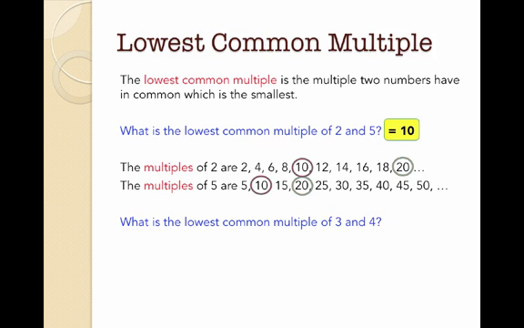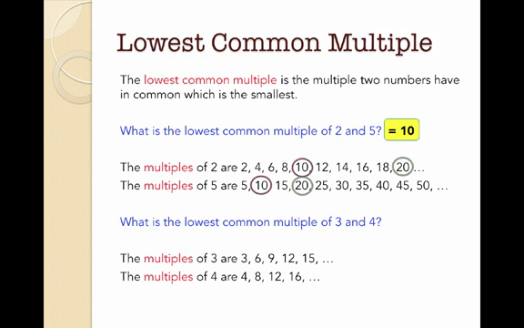What's the lowest common multiple of 3 and 4 then? I'm going to write out the multiples of 3 and then the multiples of 4, at least until I get one that's in common, in which case 12 is the lowest common multiple.